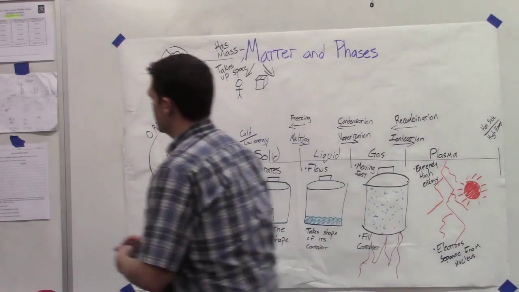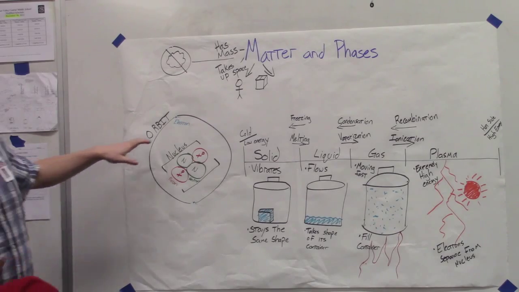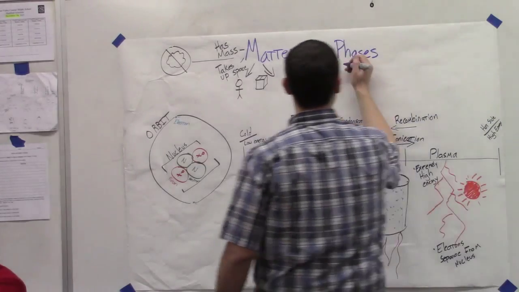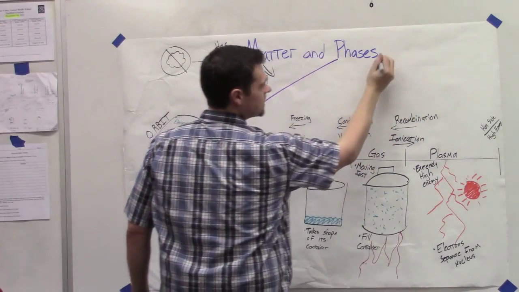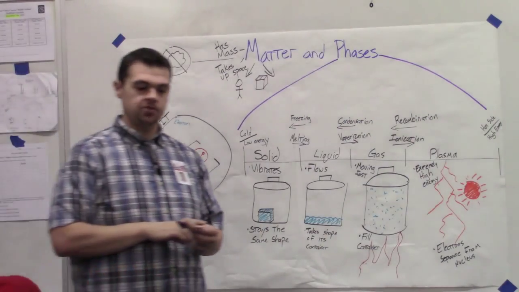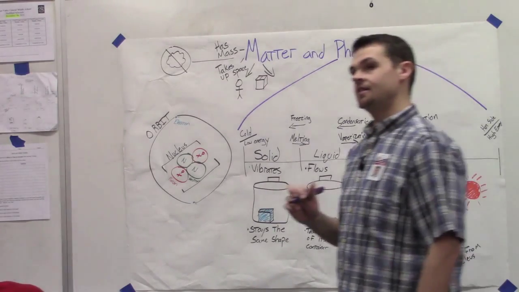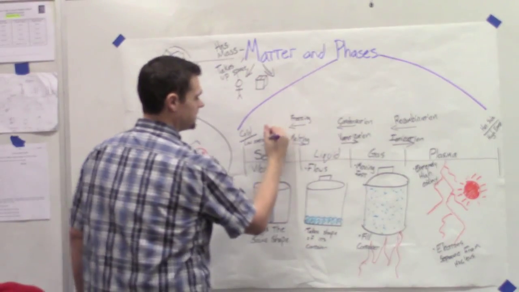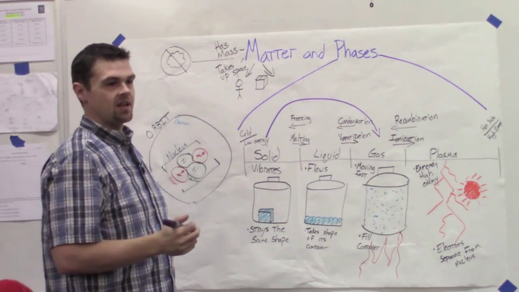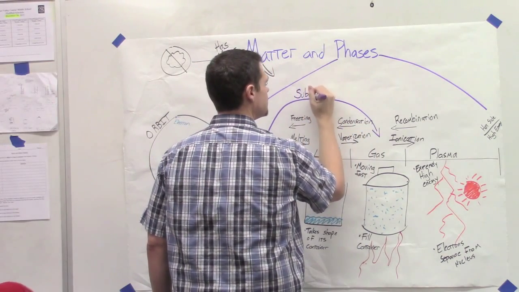Okay, now let me just check over here. I want to make sure I didn't forget anything. So, these down here are the phases of matter. Now sometimes, these phases will skip phases, so to speak. Like, remember when we talked about dry ice? It goes straight from a solid to a gas, right? Remember what that's called? When it goes straight from a solid to a gas. Sublimation. Sublimation, yeah.